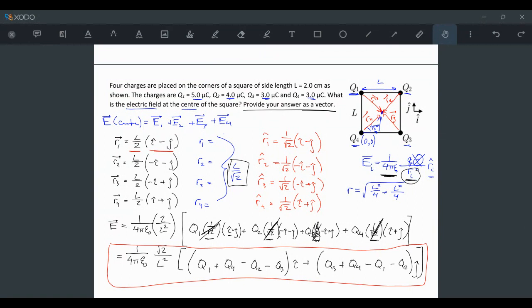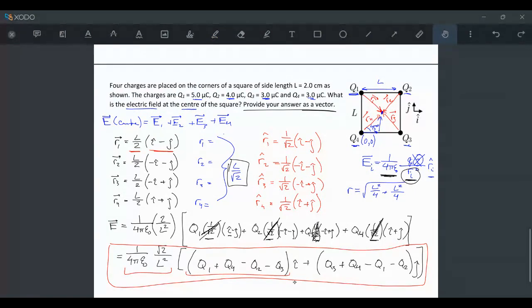numeric value using a calculator, what you would do is take 1 over 4 pi epsilon naught, multiply it by root 2, and divide it by the square of L, which is 2 centimeters. You'd want to convert that to meters, of course. Then you take that value, maybe keeping this as some constant, and multiply it by this simple addition and subtraction of the charges. We could probably even do this in our heads right now.